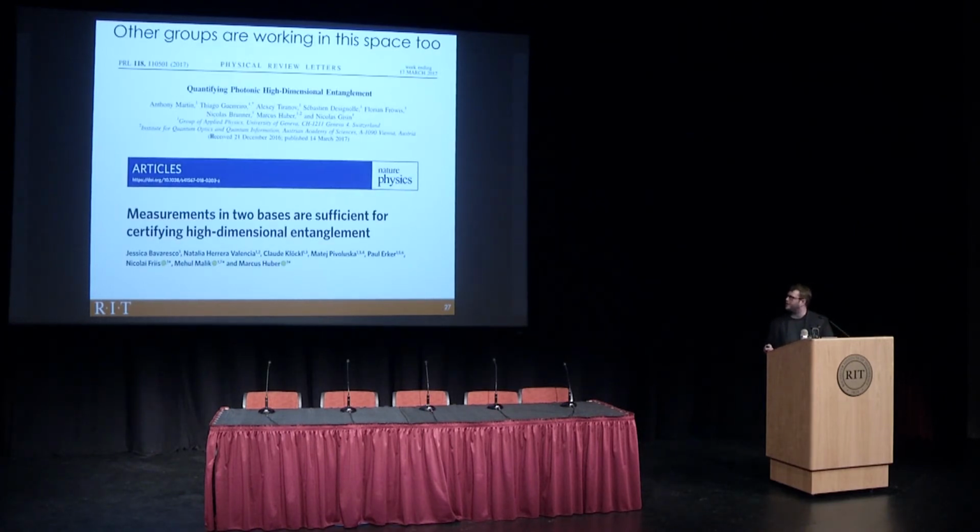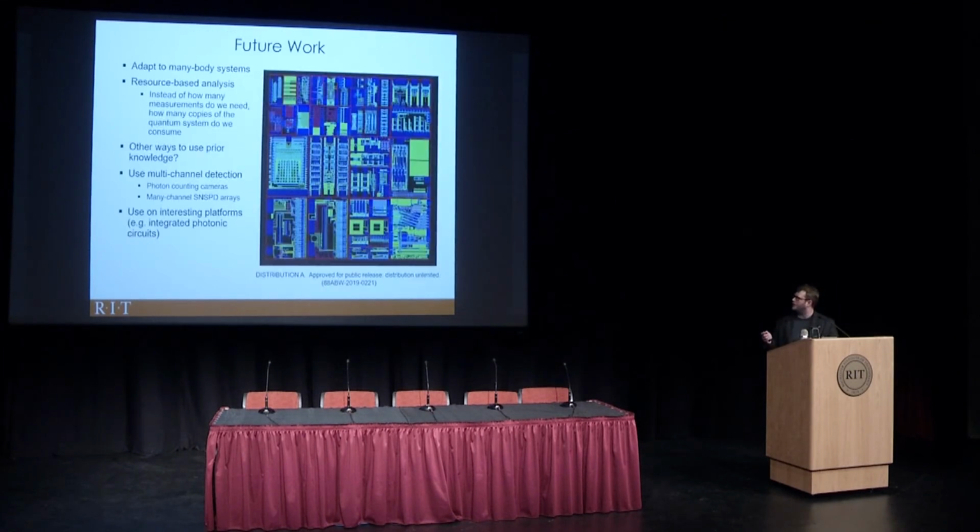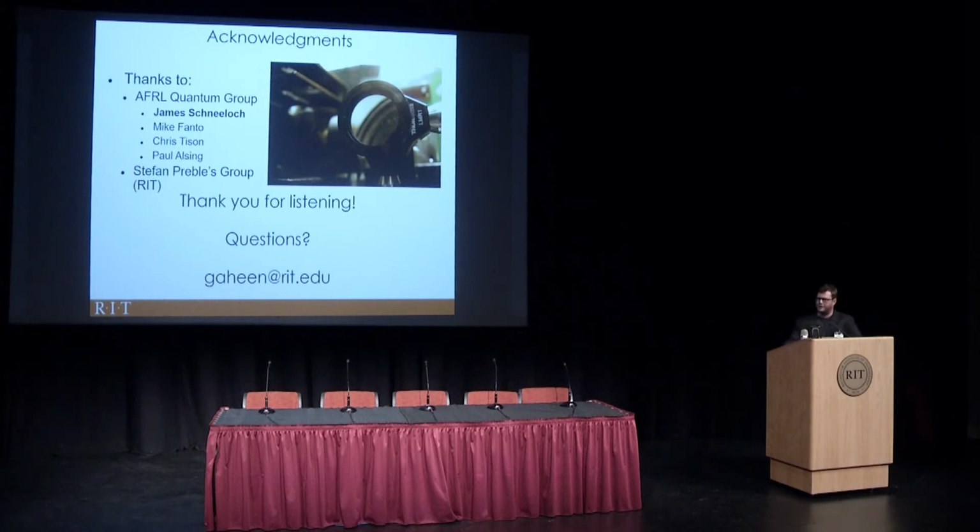So I'm going to just skip to the end now in the interest of time, but it's worth pointing out other people are doing this as well, and in the future, we have a few different things we want to do. We want to demonstrate this in integrated photonic circuits. We want to think about a resource-based analysis, so instead of asking how many measurements do we need, we ask how many copies of our quantum system do we need. We think when you consider bundling up all those pixels, it's going to be even better. Use some multi-channel detection like the photon counting cameras we've seen, and think about other ways to use our prior knowledge. So with that, I'll thank you for listening.